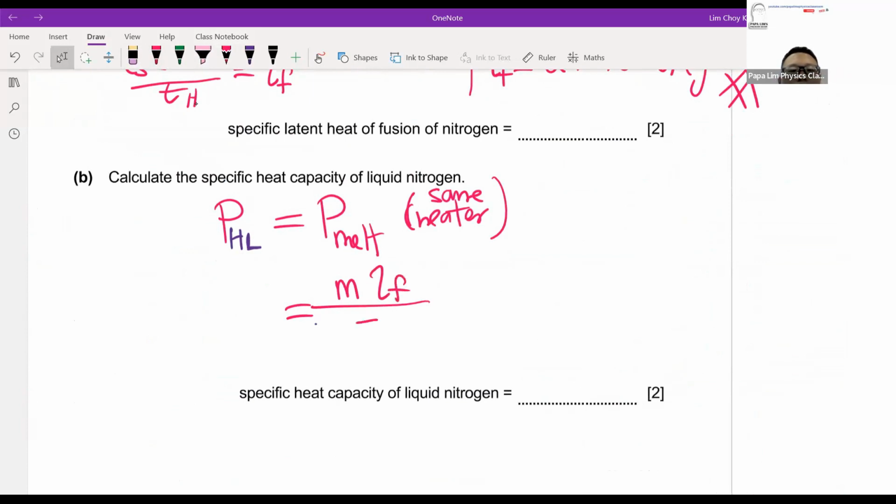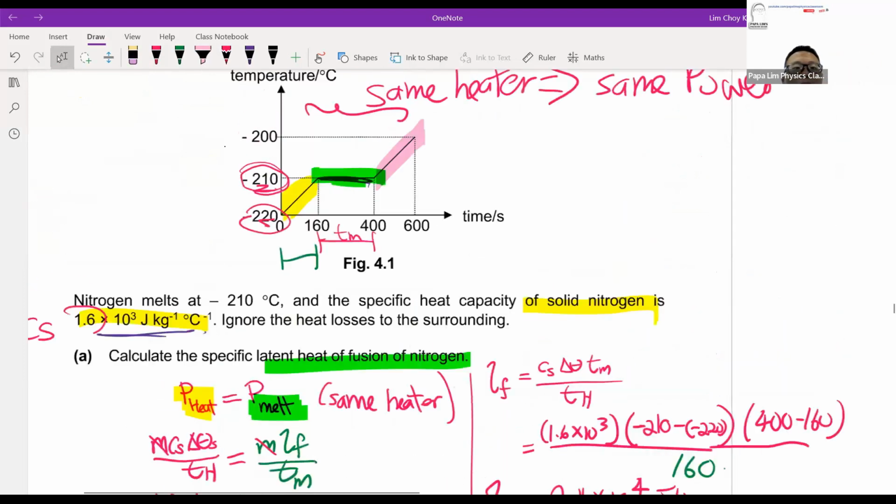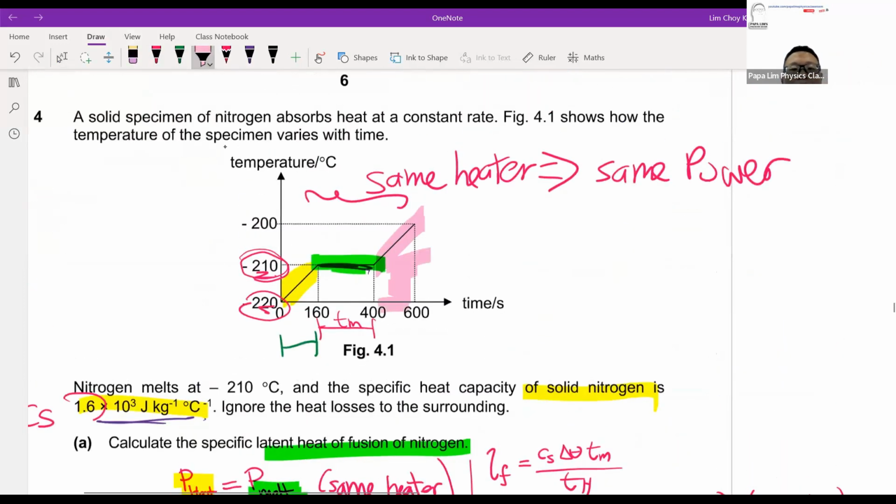The power to melt is mLF divided by the time taken to melt. The power to heat up the liquid uses the same formula: mass of the liquid, times the heat capacity of the liquid, times the temperature needed to heat up the liquid, divided by the time taken to heat up the liquid. Just take note, for the heating up we are looking at the pink color phase, so the time will be 600 minus 400.